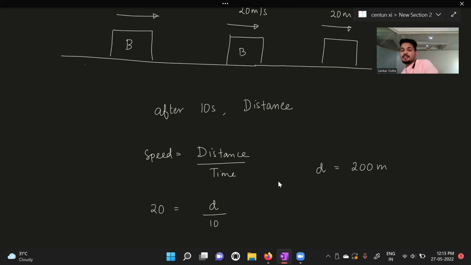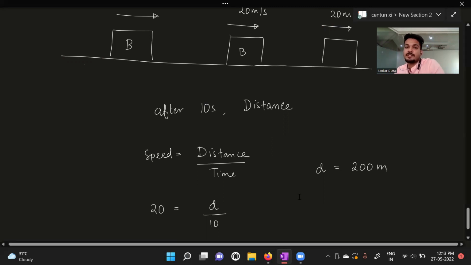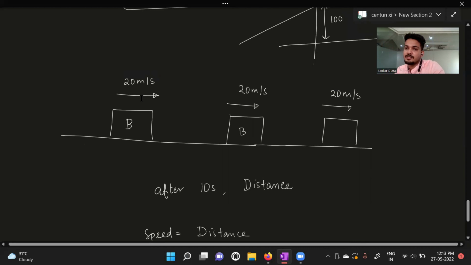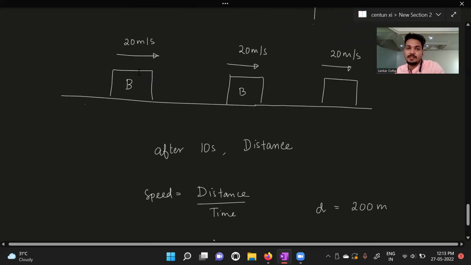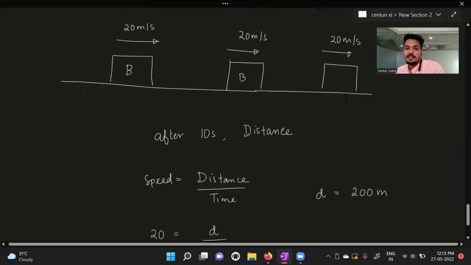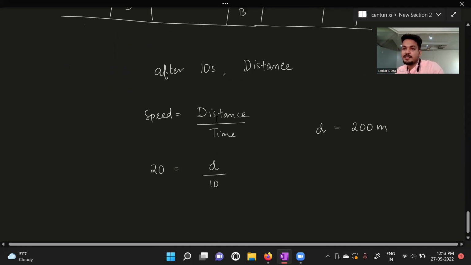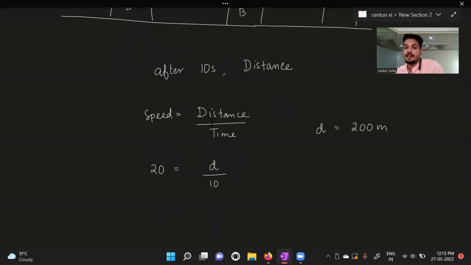Very simple. But imagine situations where the velocity is not constant. Instead of 20 meter per second, when it reaches this location, this becomes 40. When it reaches this location, this becomes 60. Then you cannot simply apply these kinds of formulas, right? You have to go into a different sort of analysis, and that is when we require calculus, right?